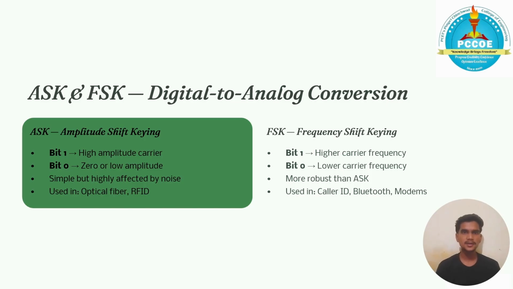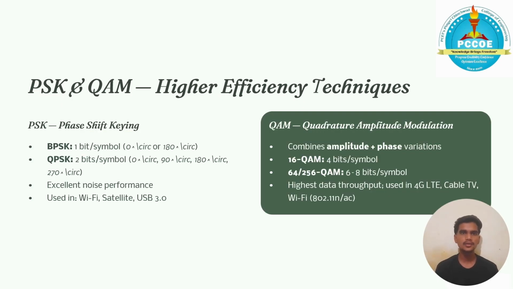In FSK, frequency shift keying, a binary 1 uses a higher frequency and a binary 0 uses a lower frequency. FSK is more reliable than ASK. You will find FSK used in Bluetooth communication and older modems. Think of it like this: ASK is like turning a light on and off, while FSK is like switching between two different colored lights. The next two techniques are more advanced and widely used today. PSK, phase shift keying, changes the phase of the carrier to represent bits.